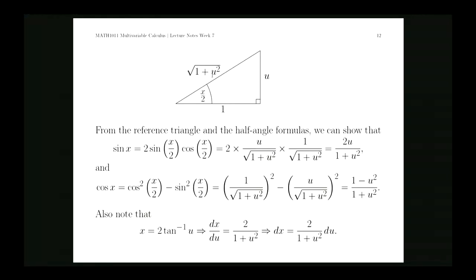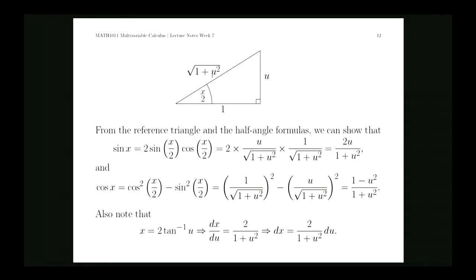I can now use this to figure out what sine of x and cos of x are in terms of u. Sine of x is 2 times sine of a half x times cos of a half x. Remember, the double angle formula, sine 2 theta is 2 sine theta cos theta, works no matter what theta is. Replace theta with x, it works. I can figure out sine and cos of x on 2 from my little reference triangle. That becomes 2u on 1 plus u squared.